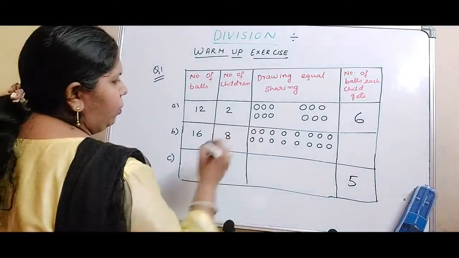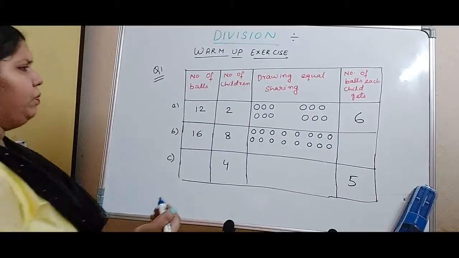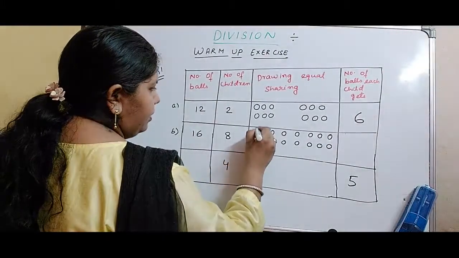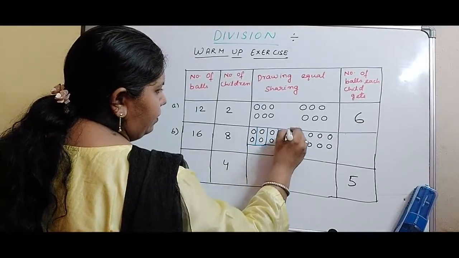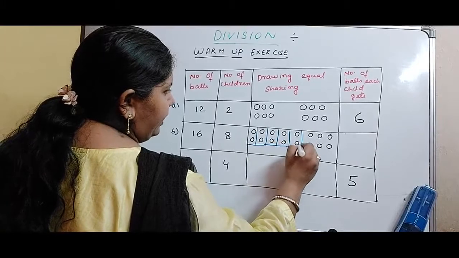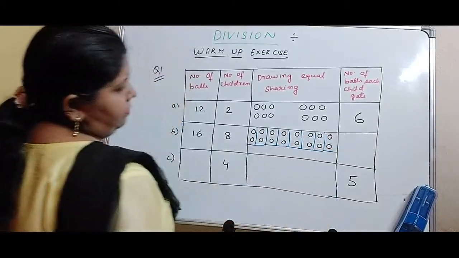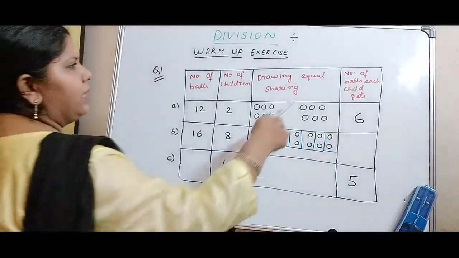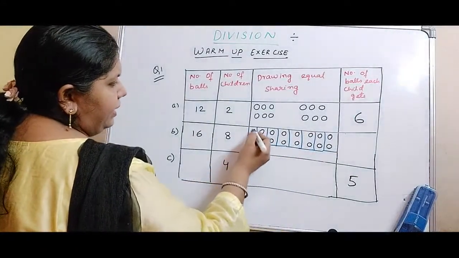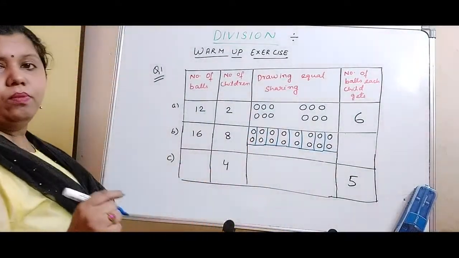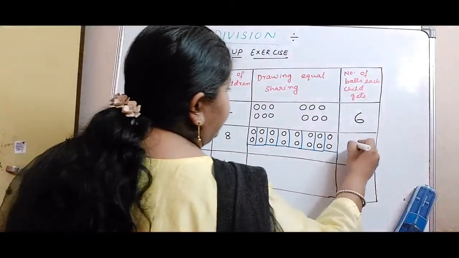So you can make groups also. I will show you how. This is the first group, this is the second, this is the third, fourth, this is the 5th child, this is the 6th one, this is the 7th, and this is the 8th. Now the question is the number of balls each child gets. Each child is getting how many? 1 and 2. So 2 balls each child is going to get. So please mention 2 over here.